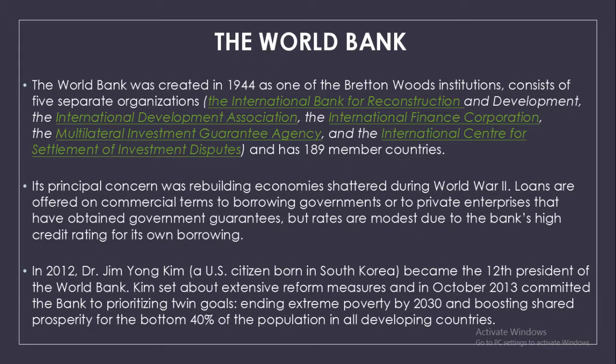Kim set about extensive reform measures and in October 2013 committed the bank to prioritizing twin goals: ending extreme poverty by 2030 and boosting shared prosperity for the bottom 40% of the population in all developing countries. Throughout the year, however, powers are delegated to a board of 24 executive directors, or EDs. The 5 largest shareholders, the US, the United Kingdom, France, Germany, and Japan, have an individual ED, and the 19 additional EDs represent the rest of the member states as groups of constituencies.